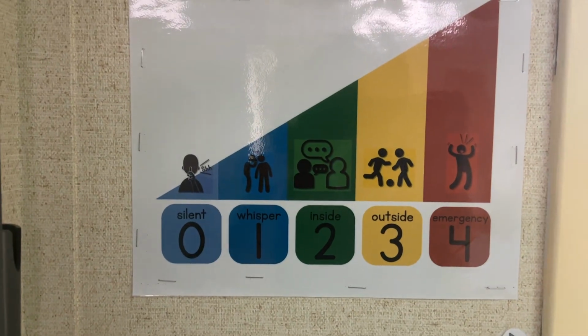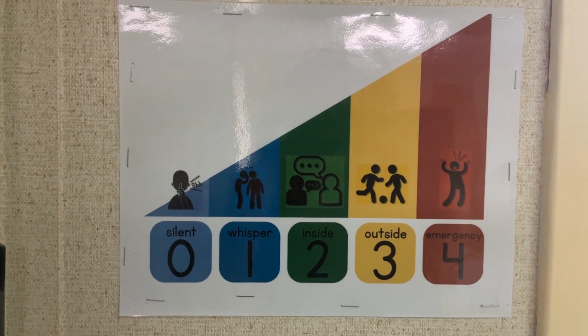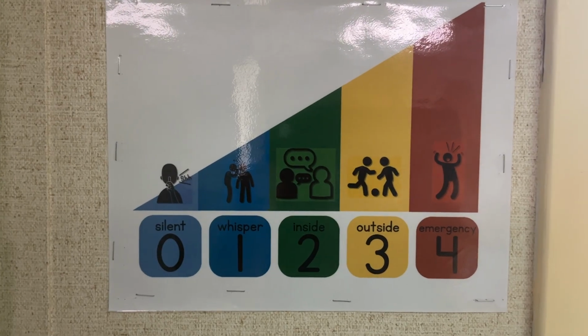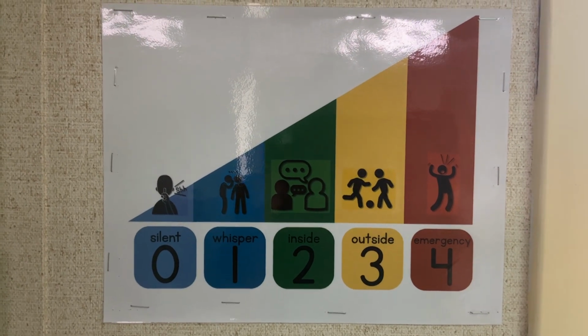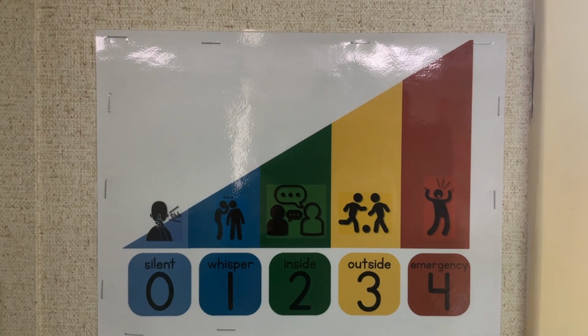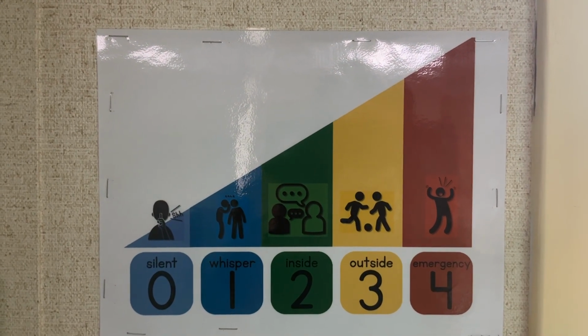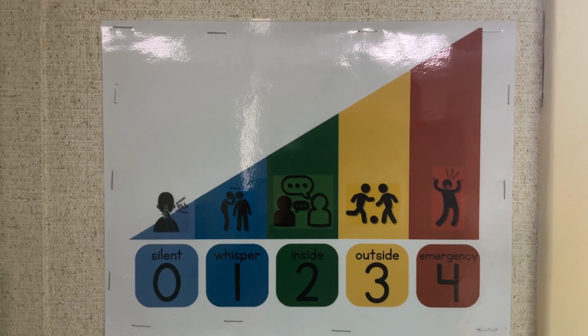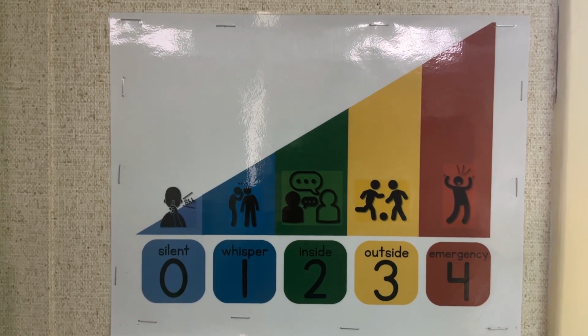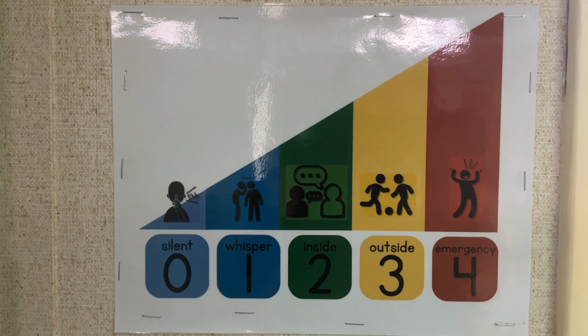We also talk about voice volume. We are never silent, except during drills where we might need to practice being quiet. We are typically in inside voice level 2, but we do have to talk to some students about the difference between an outside voice and an emergency voice and an inside voice. So this visual helps us talk about that scale of volume.